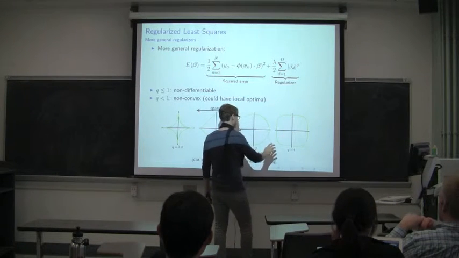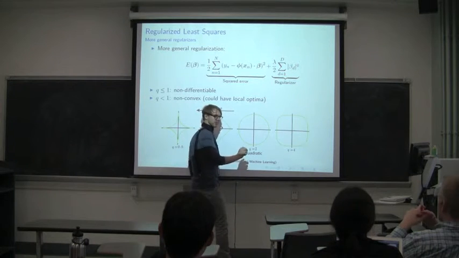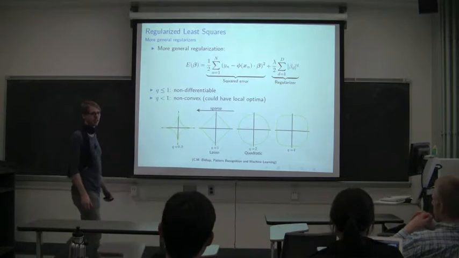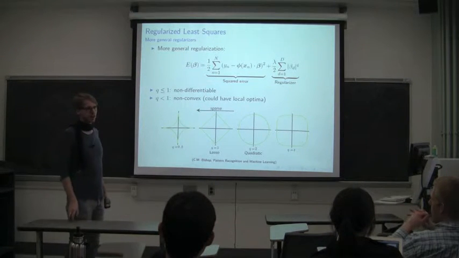But typically people don't use anything larger than 2 in practice. What's the virtue of selecting one over the other? Why would you favor sparsity or not? I think this is prior knowledge about your problem.